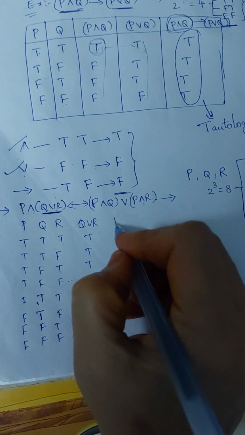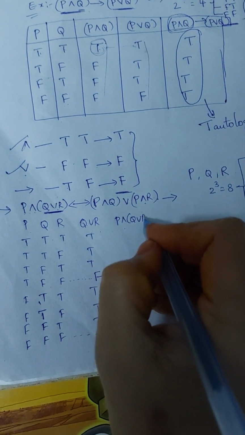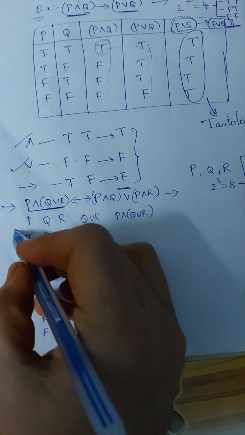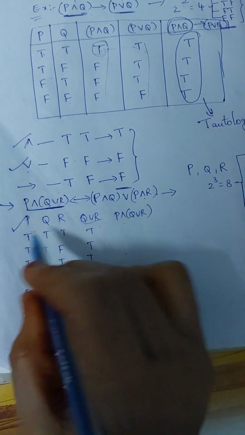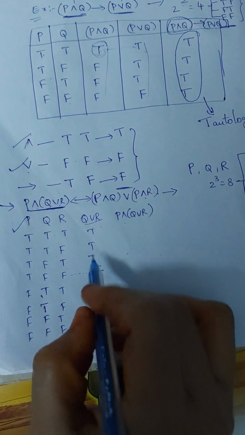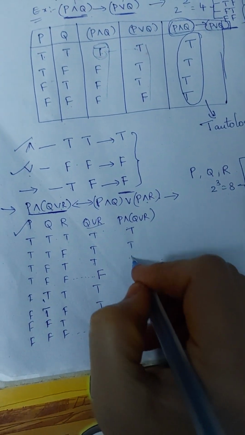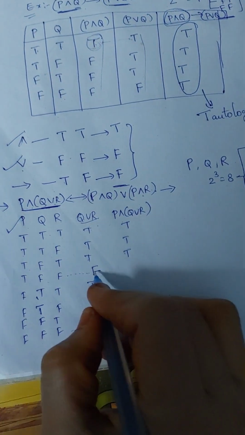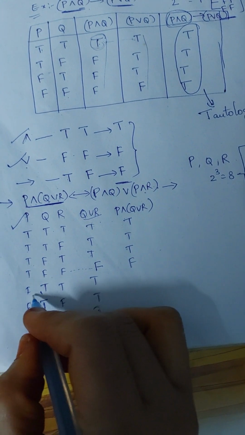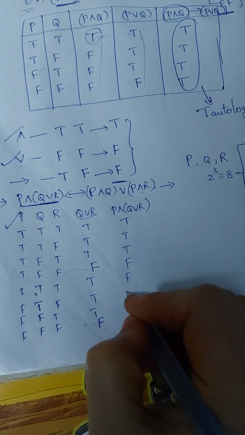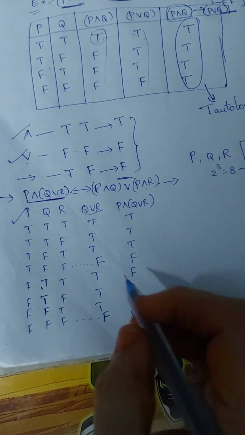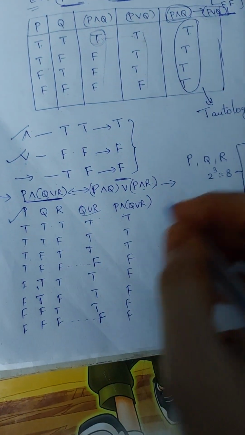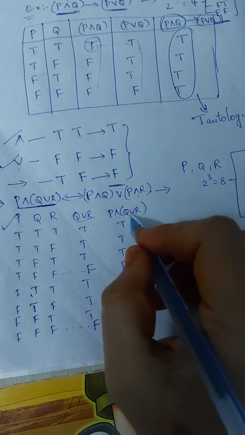And then calculate the left hand side, P and (Q or R). P and (Q or R) means take P and Q or R. If both values are true, then the resultant is true. So on the top we are getting 3 trues, and then T F, so here it is F, and the remaining are all F. Why? Because trues are available in Q or R, but trues are not available in P. So this is P and (Q or R).